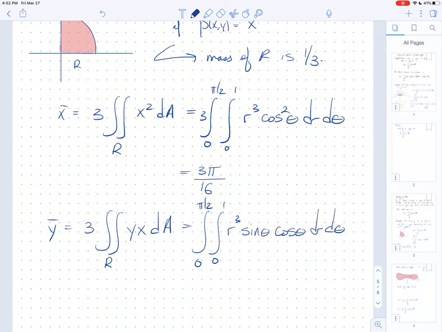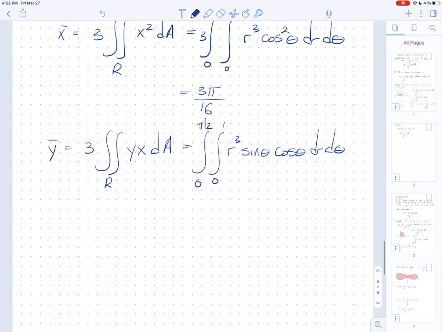Ooh, I like this one better. Pause the video and figure out why this is easier than the last one. It's easier because you can just do a u substitution. So really not a bad integral to compute. Again, I have full confidence that you can work this out yourselves. Please pause the video, work it out, and get 3/8. And so the point is the center of mass is x bar, which was 3 pi over 16, comma 3/8.